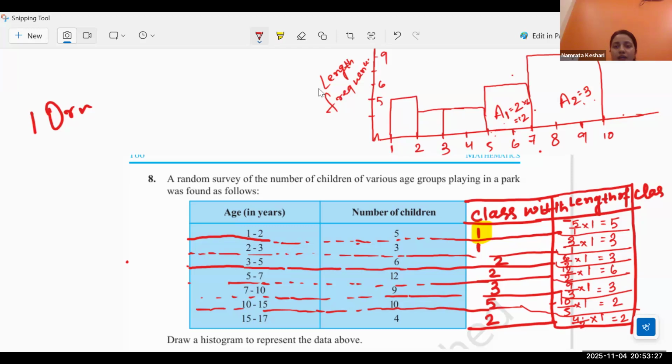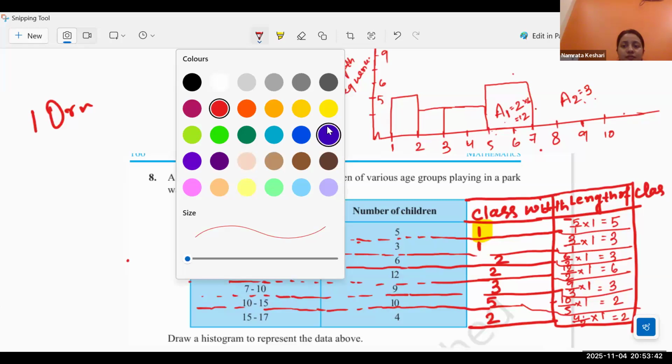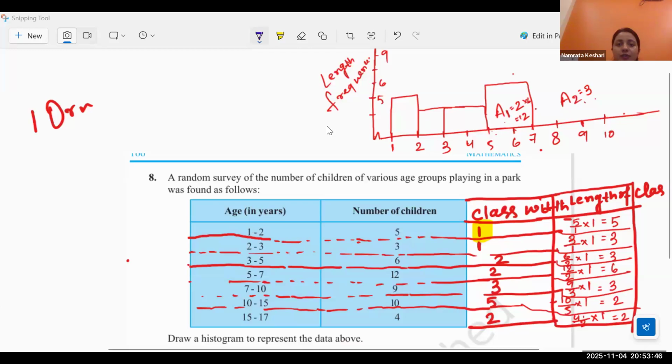Wait, no, I think I have made a mistake. It was not 9. The customized one we have to take, right? So for 7 to 10, it was just 3, right? 9 divided by 3, so 3. Yes, it is just 3.